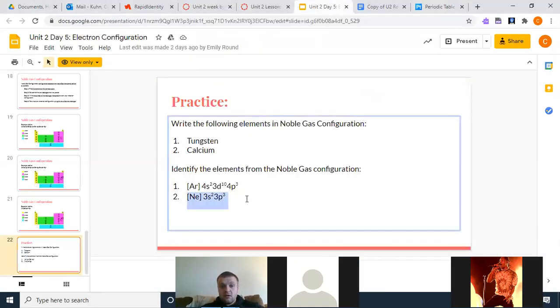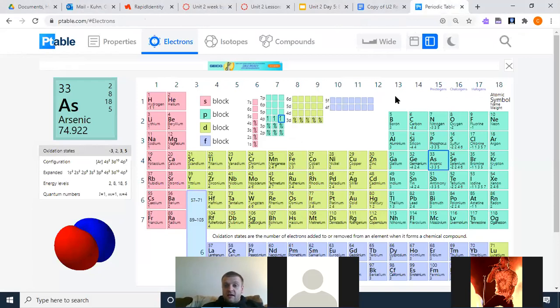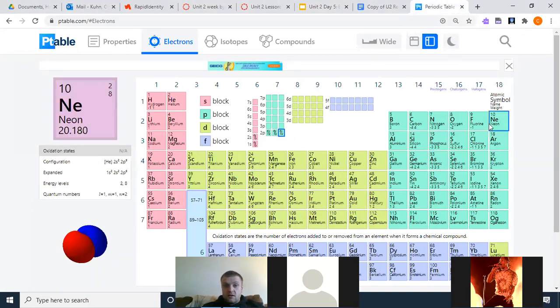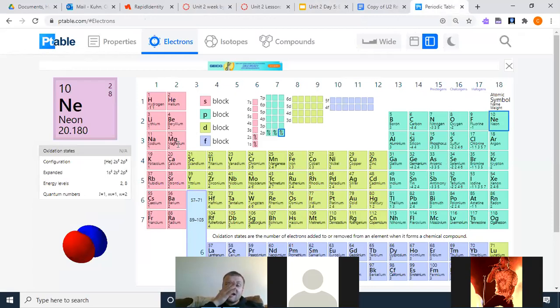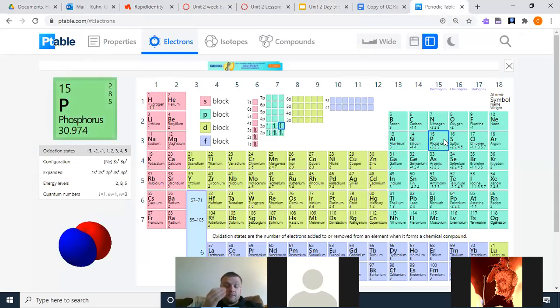Let's look at the second one. The second one is in the third row. So we know that if you have neon, then you're going 3s2, 1, 2, and then you're going 3p3, 1, 2, 3. The second one would be phosphorus. It's very easy to do once you understand it. If you do not understand it, you're going to be looking at it like, ooh. So you have to actively make sure that you are getting the information. And I'll be available to help you.